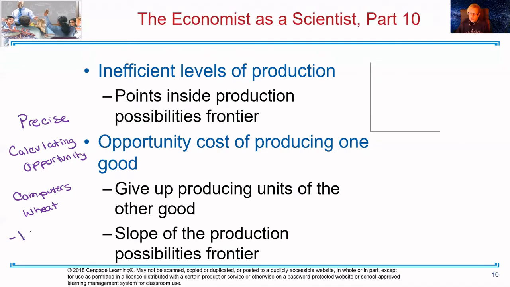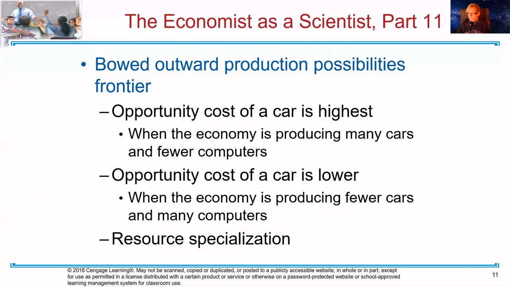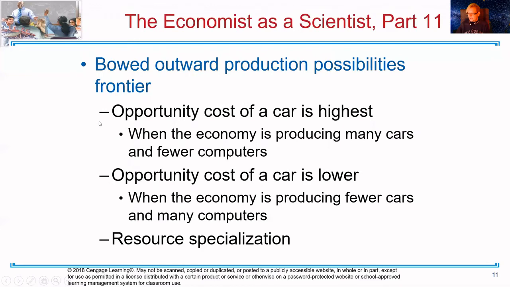But now I want to be more specific and more precise, and I want to say, if I decide to produce one computer, then how much wheat do I give up? So notice, if you decide to do one and you give up the other, that's the idea of the opportunity cost. So how we calculate the opportunity cost is we just take the slope of the production function. I'm just kind of previewing this a little bit.